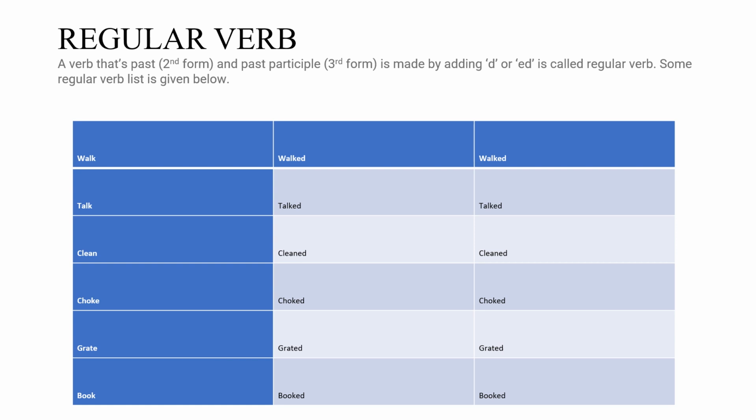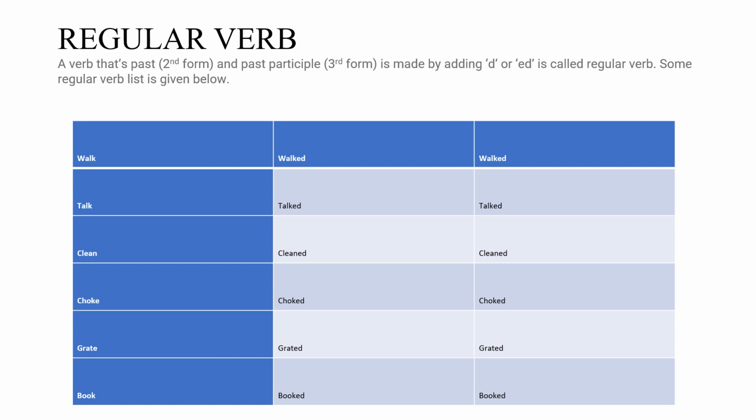Now moving towards regular verb. A verb whose past second form and past participle third form is made by adding d or ed is called a regular verb, because the second and third forms will be the same word.